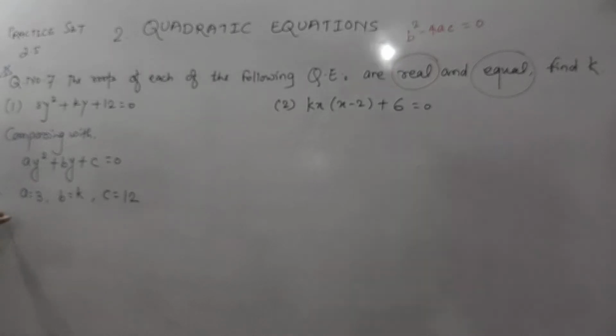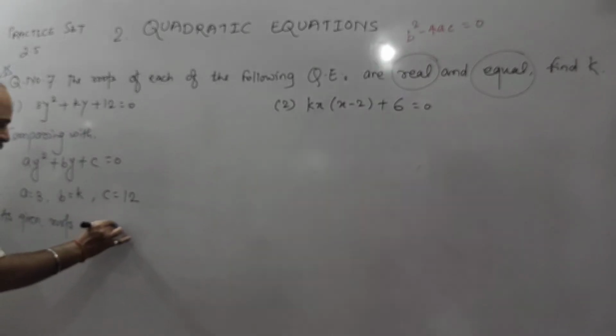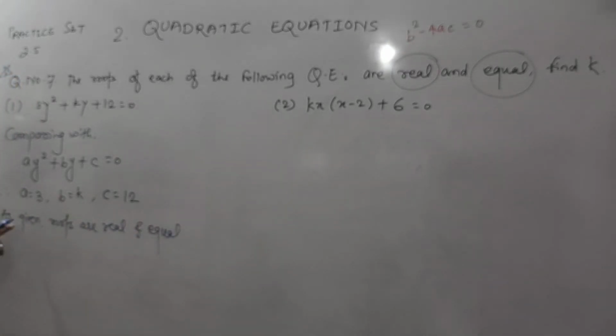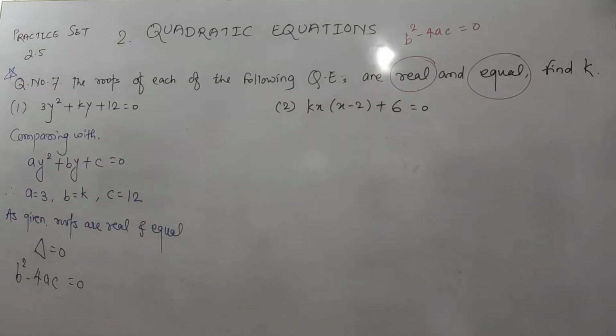As given, roots are real and equal. It means delta is equal to 0. It means that b square minus 4ac is equal to 0.